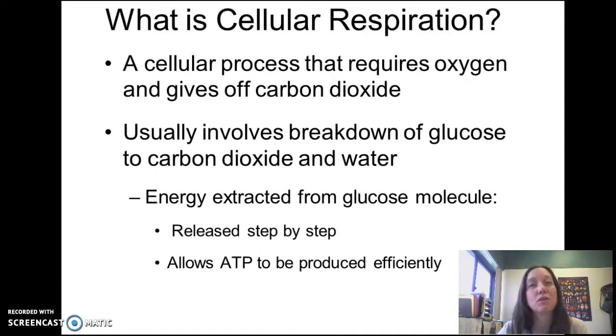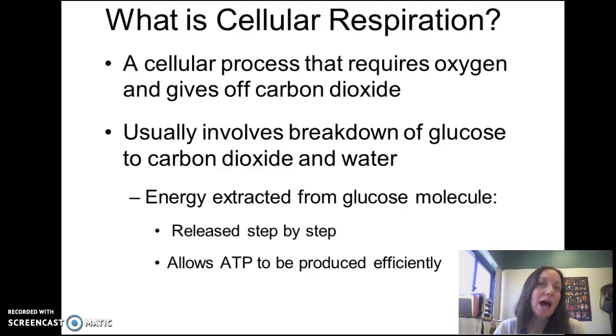However, other molecules can be broken down as well. Some of our larger molecules, like our polysaccharides, can be cleaved through hydrolysis to form smaller monomers like glucose or similar types of monomers, and those can be respired through cell respiration. We are going to focus on just glucose and its path through this process.